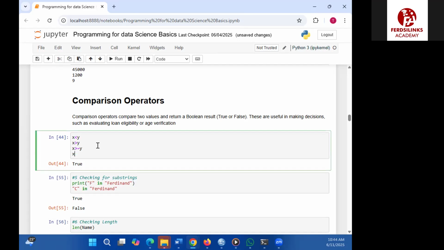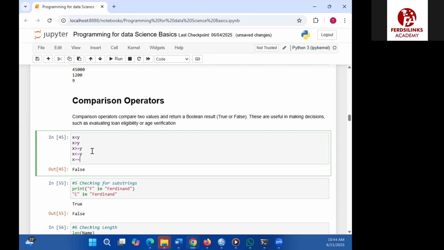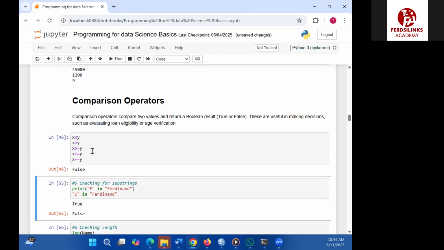But if you say x less than or equal to y, we expect our answer to be false because x is not less than, no, it is equal to y. If we say x equal to y, what would be the answer? The answer is false because x is not equal to y.